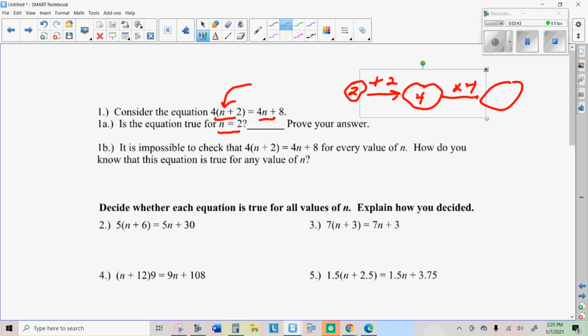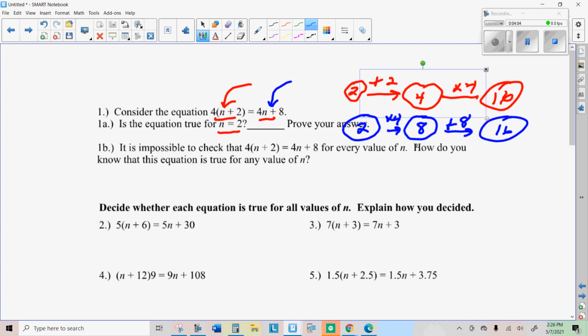which is 16. Okay, now this other expression here says multiply by 4 first. So starting with 2, you're going to multiply by 4 first. That gives you 8, and then you're going to add 8, and that gives you 16. So you can see we get the same result.